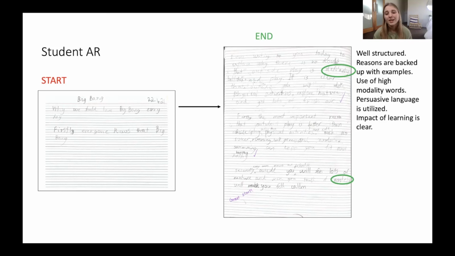There's a major improvement. He still hasn't got a 3rd paragraph or a conclusion, but you can see his reasons are backed up with evidence. I've circled the use of these high modality words. He said definitely and certainly. He's utilized persuasive language, and the impact of learning is clear here.